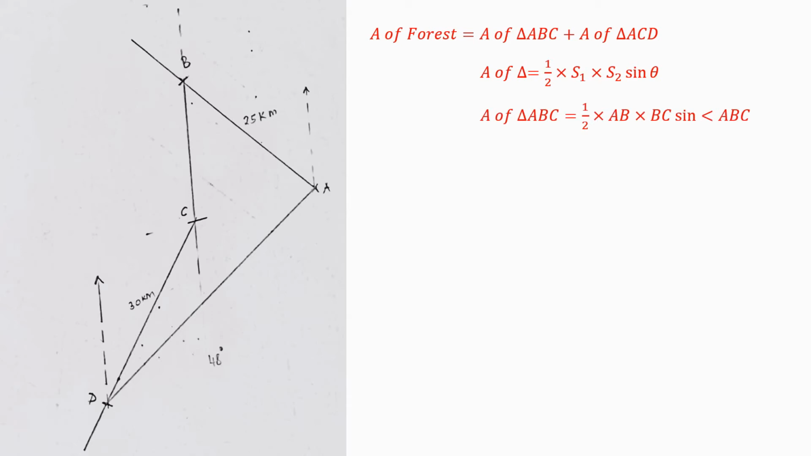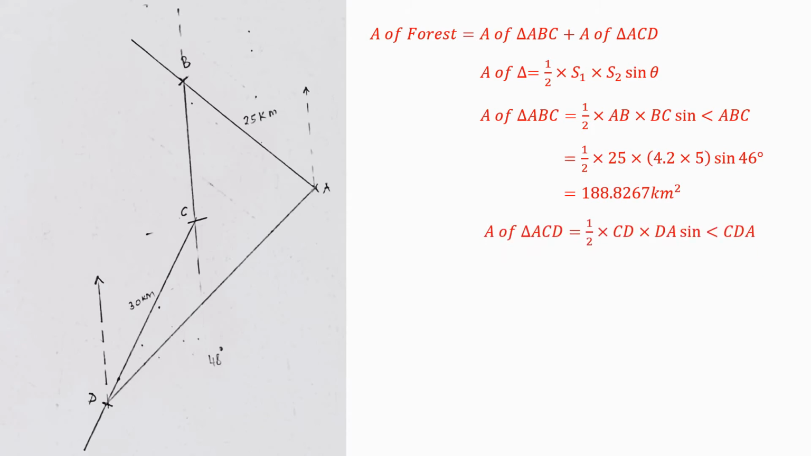sine of angle ABC. So we have a half times AB is 25 kilometers, BC is 4.2 centimeters in the drawing, then we multiply times 5 due to the scale, because 1 centimeter represents 5 kilometers, and then sine 46 degrees, angle ABC is 46 degrees based on the scale drawing that we have. So that gives us the area of triangle ABC as 188.8267 squared kilometers.